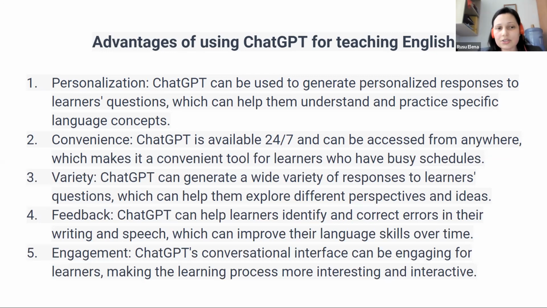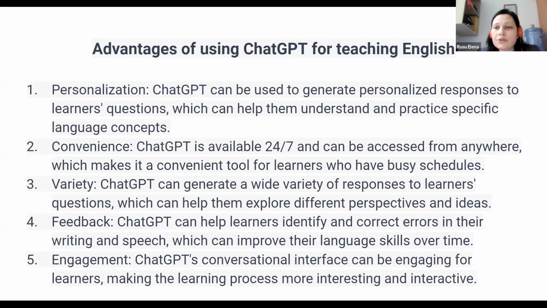The second advantage is convenience. ChatGPT is available 24 hours, 7 days, and it can be accessed from every place in the world, even if the learners have a busy schedule. The third advantage is variety. Variety related to the variety of responses.